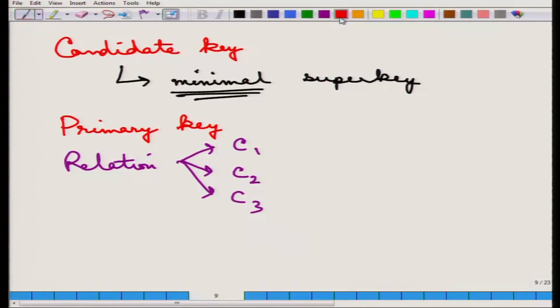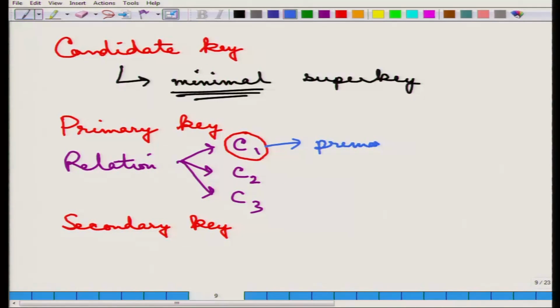Now there is something called a primary key, and then there is something called a secondary key. Both a primary key and a secondary key are candidate keys, and one of the candidate keys is designated by the database designer as the primary key. There is no theory behind this. The database designer designates one of the candidate keys as the primary key. The rest then become secondary keys.